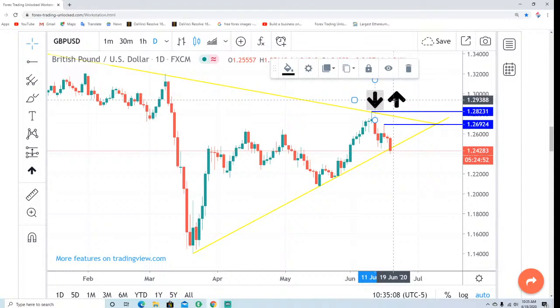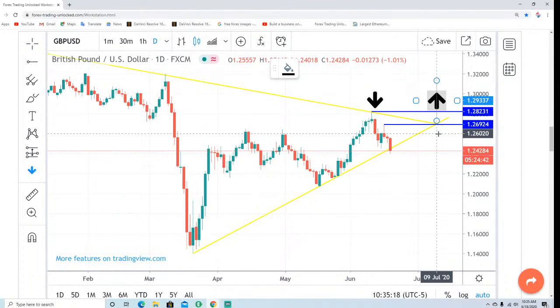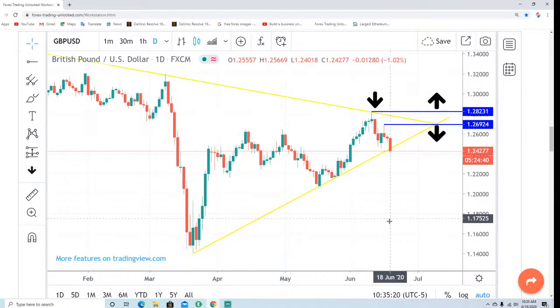Okay, so there's our sell signal, and then let's move this over here. Any rally above there would be a positive bullish sign, and anything below here keeps this market obviously in a negative to neutral posture. So the pound is definitely looking weak.